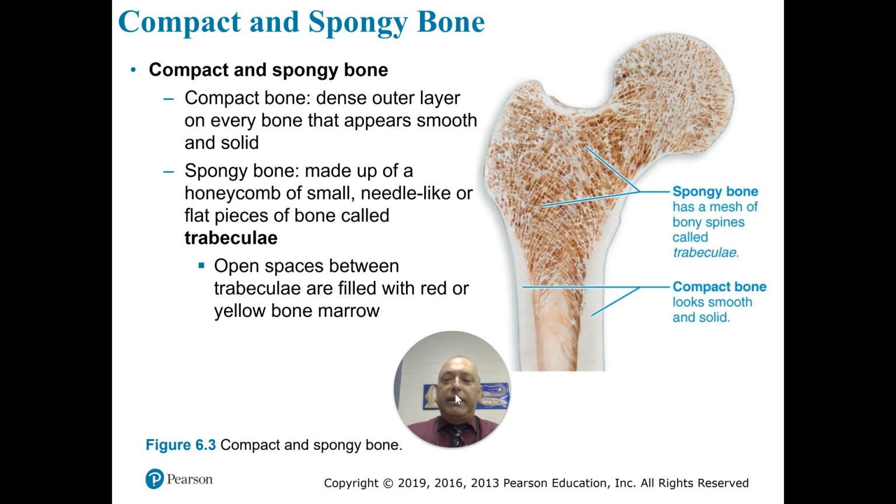So bone is made up of compact and spongy material. The compact bone is the dense outer layer on every bone that appears smooth and solid. The spongy bone is honeycombed, and there are these pieces called trabeculae, which are needle-like or flat pieces of bone, and they create open spaces where the marrow, whether it's red or yellow marrow, resides.